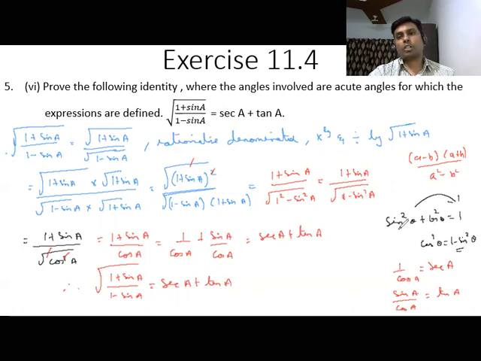Now, the important property of trigonometry: sin square theta plus cos square theta is 1. Therefore, 1 minus sin square A can be written as cos square A. So the root and the square will get cancelled. I am left with 1 plus sin A by cos A. Separate it out: 1 by cos A plus sin A by cos A. 1 by cos A is secant A. Sin A by cos A is tan A. So we got the answer: root of 1 plus sin A by 1 minus sin A is equal to secant A plus tan A.